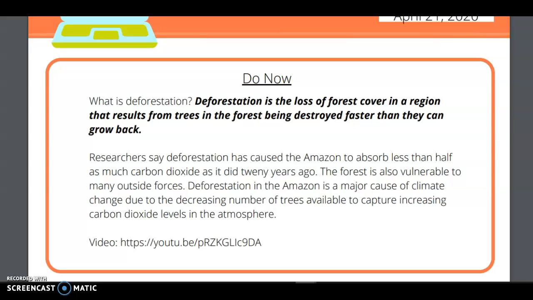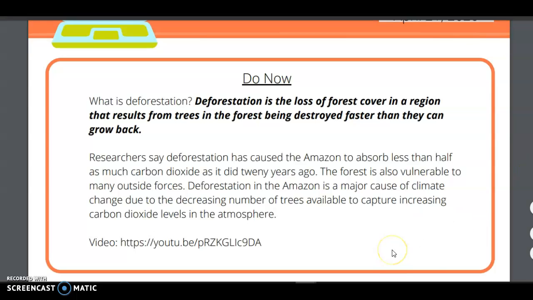It goes on to tell us that researchers say deforestation has caused the Amazon to absorb less than half as much carbon dioxide as it did 20 years ago. The forest is also vulnerable to many outside forces. Deforestation in the Amazon is a major cause of climate change due to the decreasing number of trees available to capture increasing carbon dioxide levels in the environment.